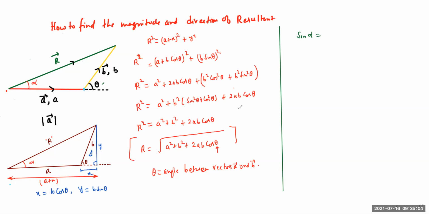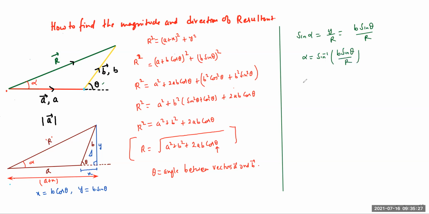Okay. So now if I am trying to write sine alpha, I can write in the lower triangle. You can look at the lower triangle, and sine alpha is pretty easy. It's opposite y upon r, and the y we know is b sin theta. So alpha we can write as sine inverse of this value.